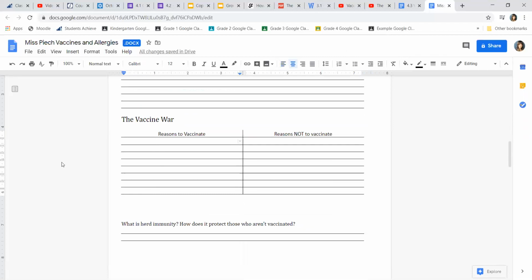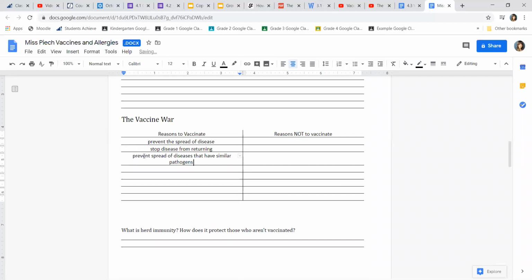Now, again, just wanted to quickly highlight here, reasons to vaccinate. When you're vaccinating, you're trying to prevent the spread of disease. We also have it where it can stop disease from returning after being vaccinated, which is awesome. Another thing that is really neat is that it can prevent spread of diseases that have similar pathogens. So same disease, but maybe just slightly different variations. Sometimes that can also help stop the spread of those diseases.